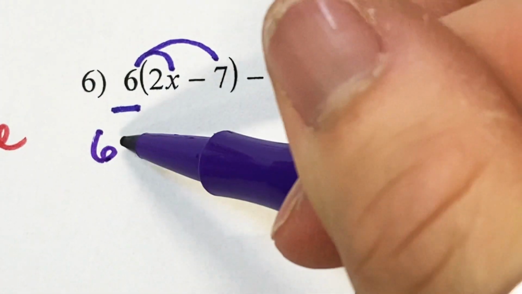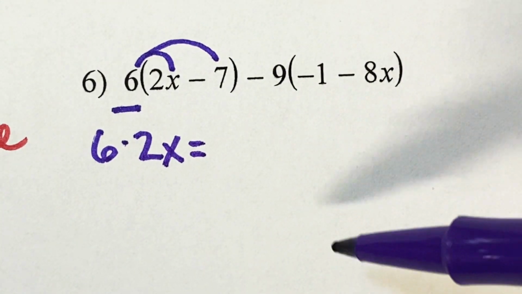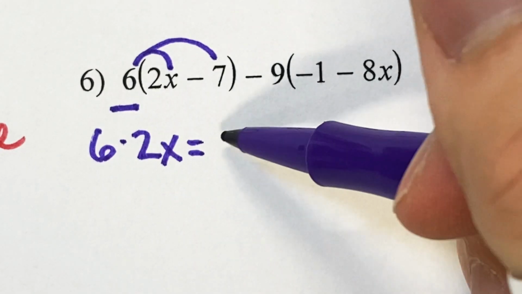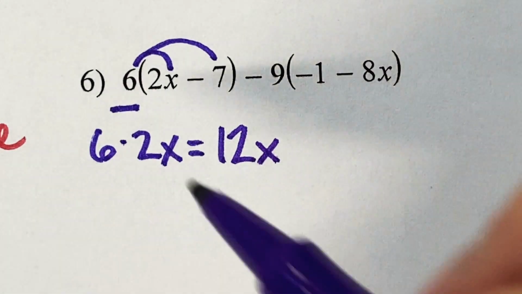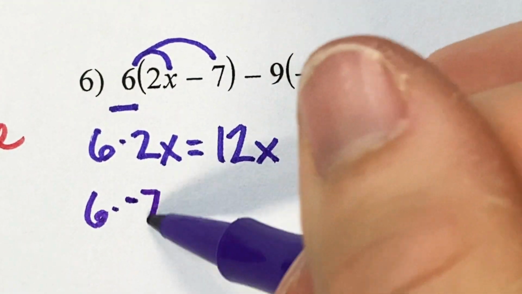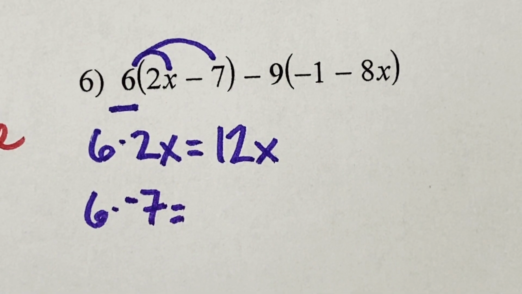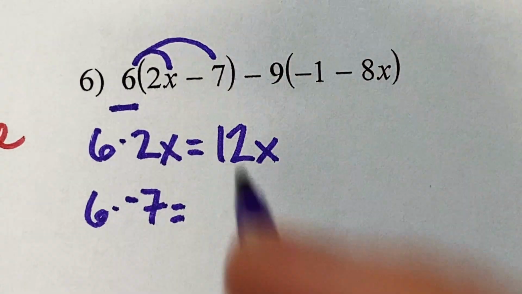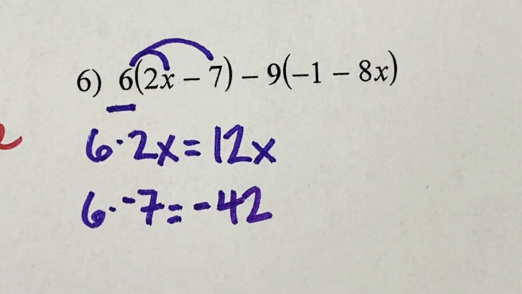So we have 6 times 2x. What is 6 times 2x going to give me? 6 times 2, 12 with 1x, so 12x. Okay, then we have a 6 times -7. I'm going to double check on the calculator. That's going to give me -42. Okay, so that was just our first set of parentheses.